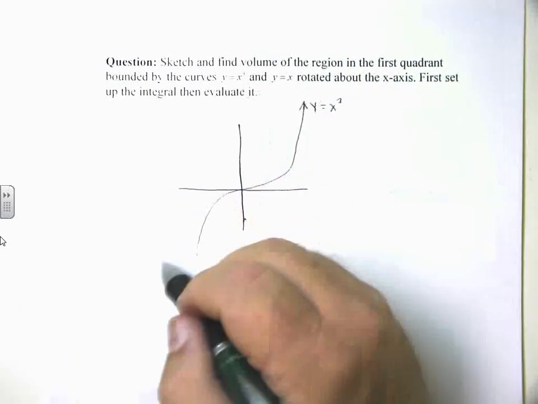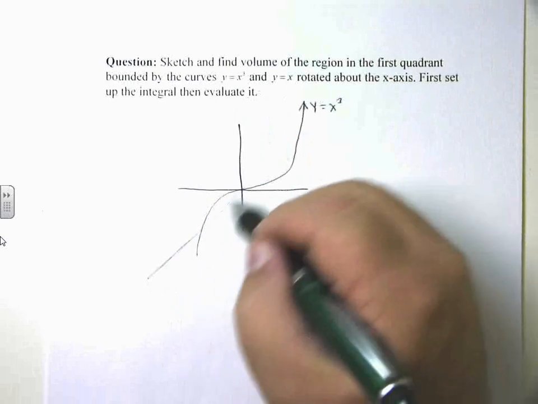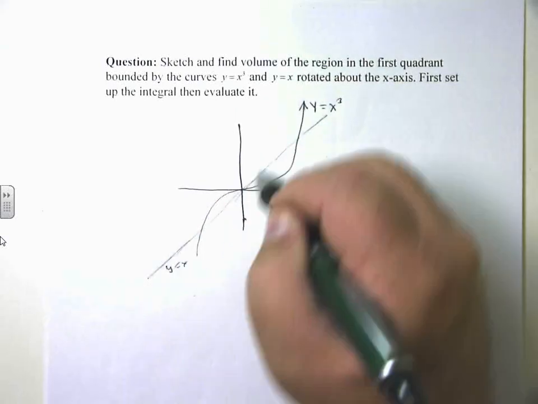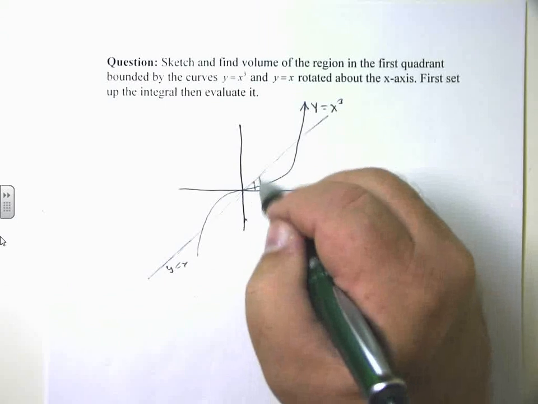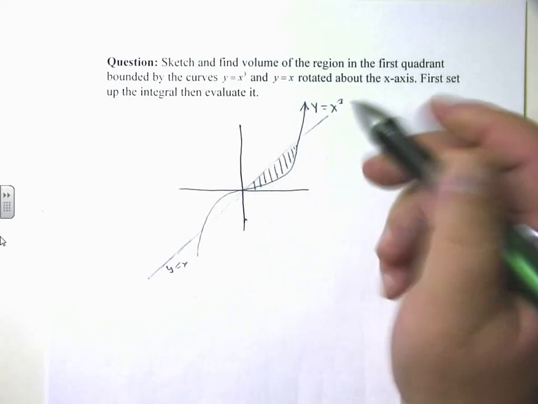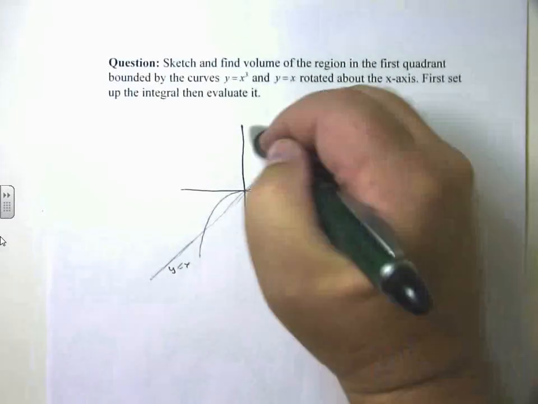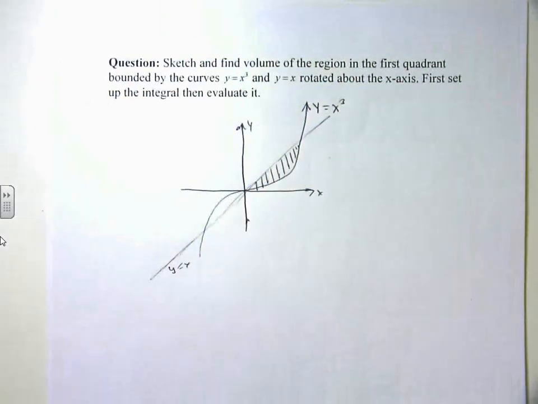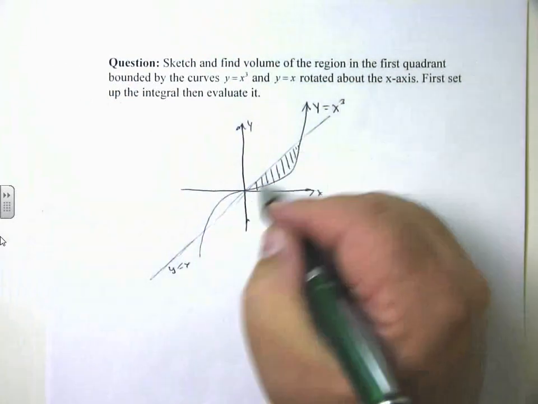Y equals x. There's a 45-degree line here. Here comes a line y equals x, in the first quadrant, so we're clearly talking about this particular region here. Here's your y-axis. Here's your x-axis. But before I find anything, I need to find the points of intersection of my region.